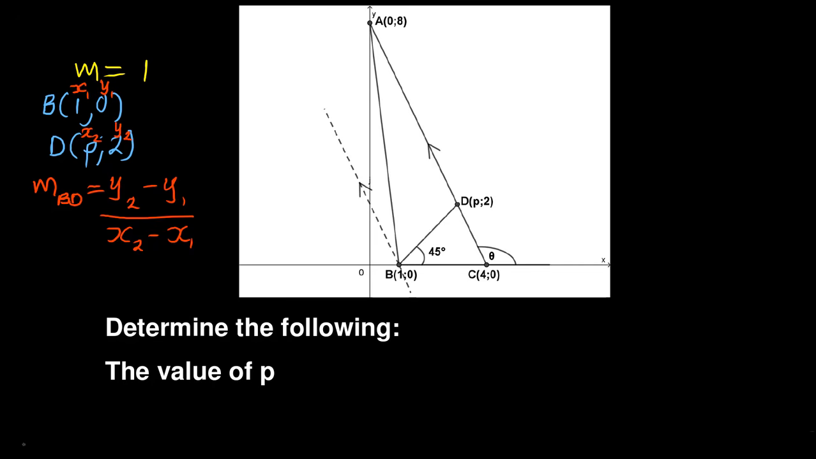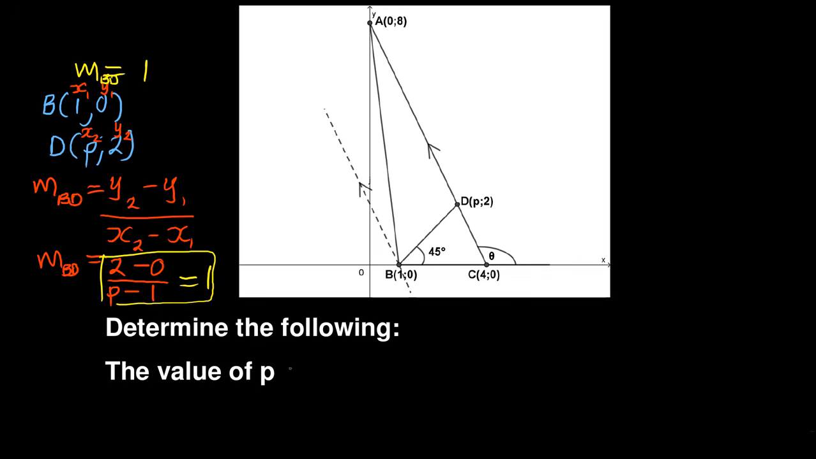So now when I substitute, I'll be having y2 is 2 minus y1 is 0, over x2 is P minus x1 is 1. So this is the gradient of BD. But I know the gradient of BD because M here is the gradient of BD. So my gradient of BD is equal to 1. So I can actually equate this expression here. I can equate it to 1.